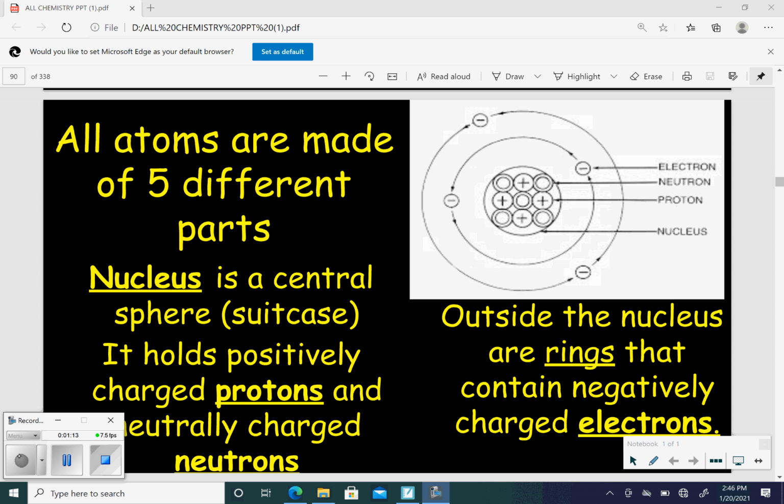So the nucleus is a suitcase. It holds positive protons and neutral neutrons. The rings that go around the outside hold electrons and they are negatively charged.